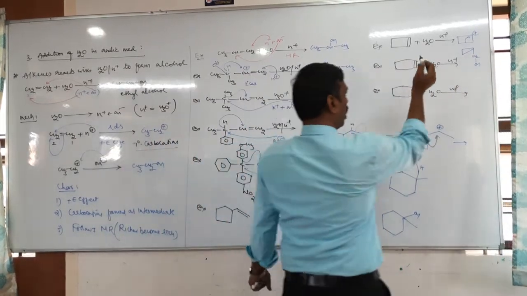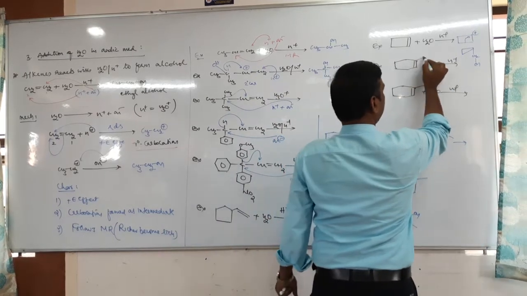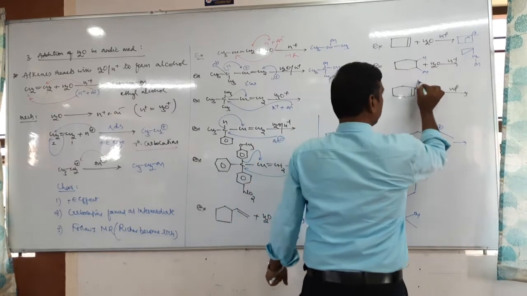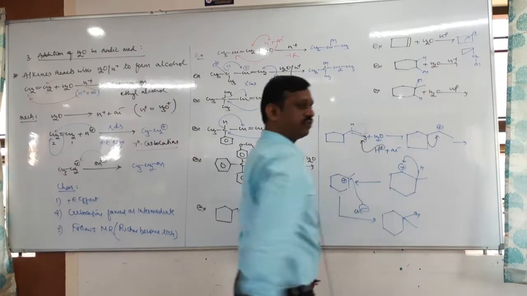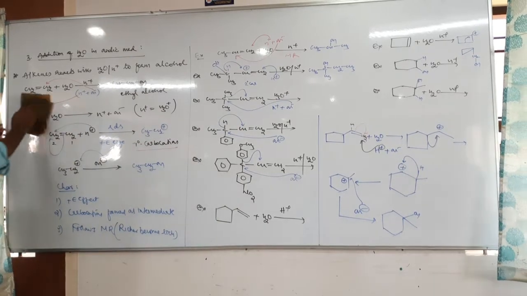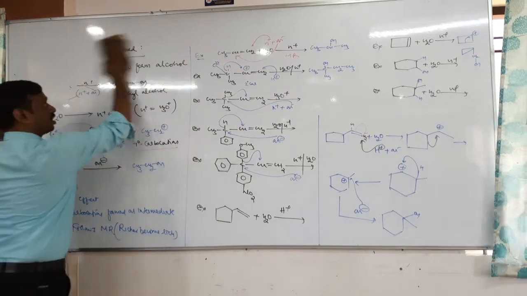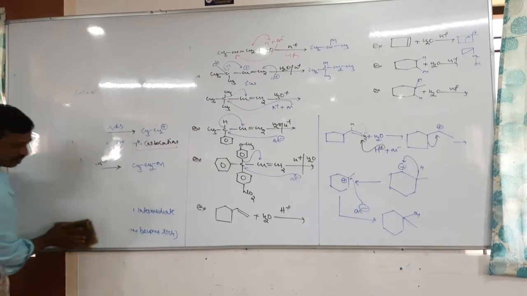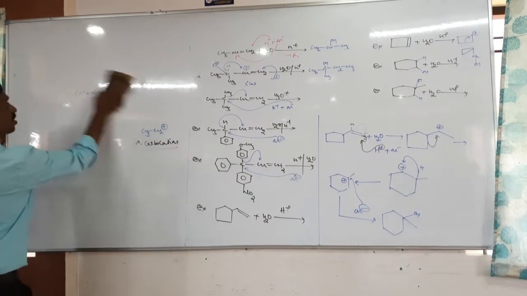Next here, according to Markovnikov not required, add H plus here, OH here. Here according to Markovnikov rule, OH here, H here. So it is an addition of water to alkene. The same reaction we are going to study in the alcohol topic. It is actually one of the methods of preparation of alcohol.